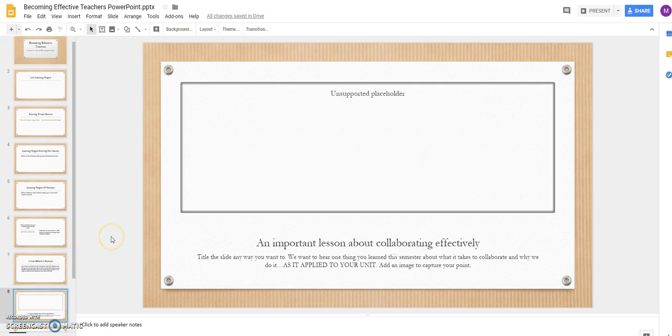Then you're going to talk about an important lesson about collaborating effectively. You titled this slide, replace the title that's shown here with something that gets to the point of the lesson you learned. We really want you to think about how collaboration applied to your unit. We want you to be candid, and here's where we really want you to focus: the value of collaboration for the students.